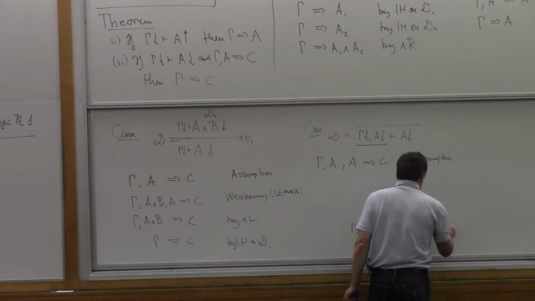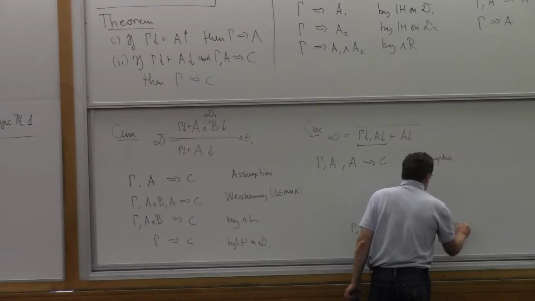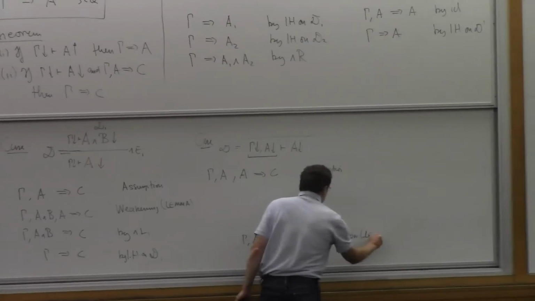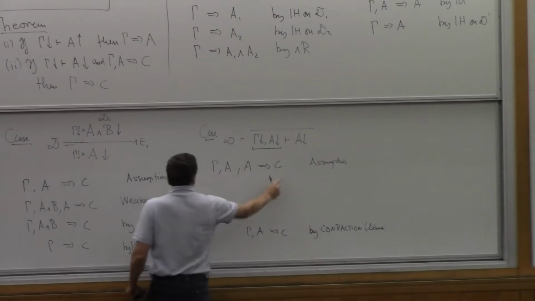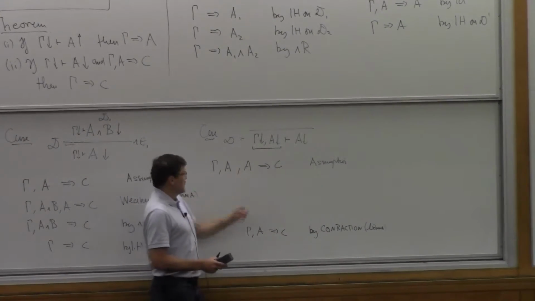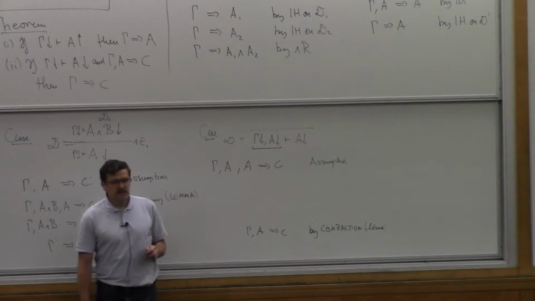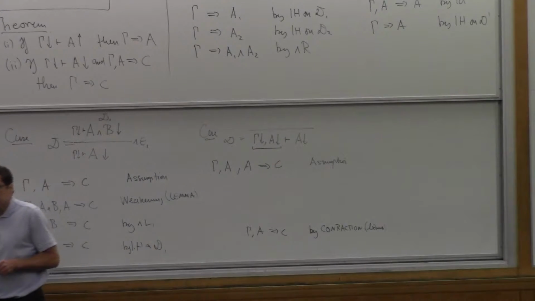By contraction. So we need a lemma that says that if you can prove in the sequent calculus C from two copies of A, then one copy of A is enough. Right? How would you prove such a thing? How would you prove this lemma? Of course, induction, right?